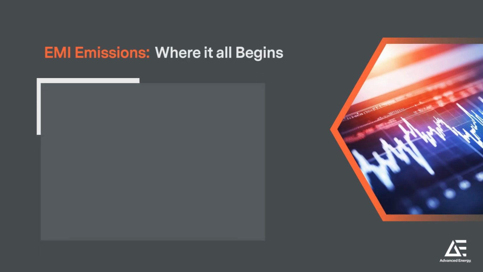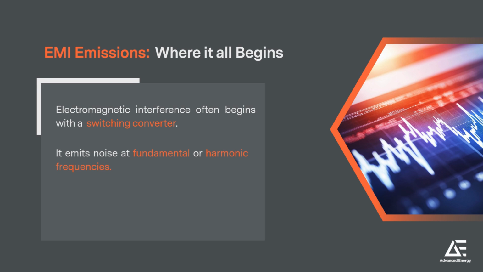EMI emissions begin with a source, often a switching converter, emitting noise at fundamental or harmonic frequencies. This noise can affect almost every component in your system, and some victims may even retransmit the interference.